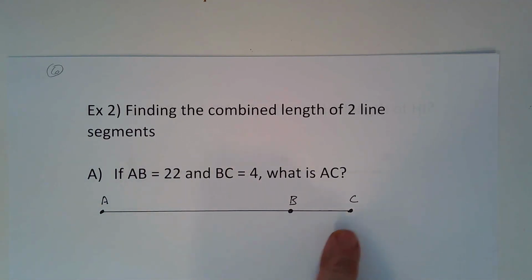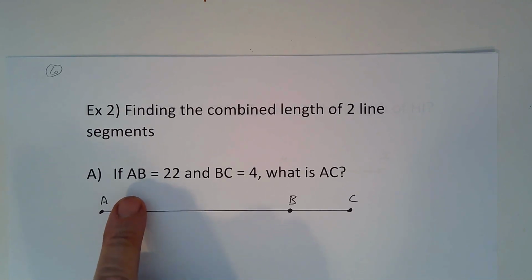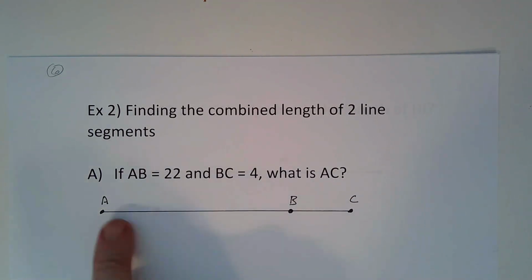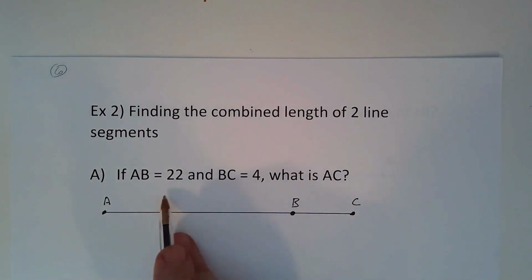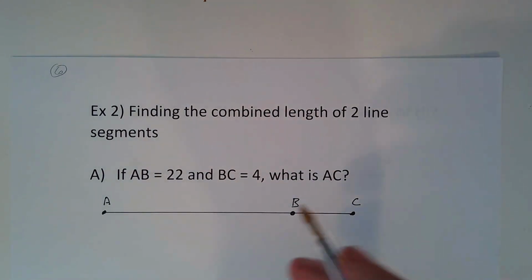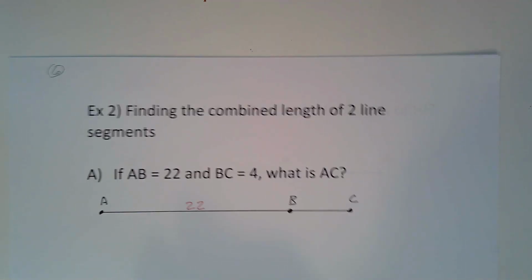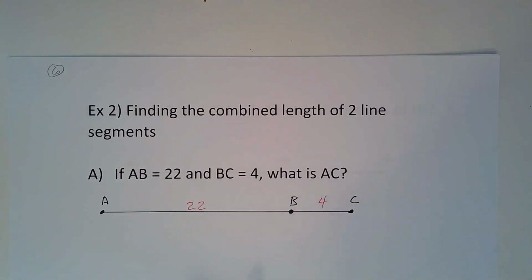When you put together your number line here, or in this case just a line, because it's a line segment, we aren't going to do a number line. B is attached to BC, and that makes AC. So we've got a line here that goes from A to C. Here's one part of it, AB, and here's the other part of it, BC. Let's look at the value for AB. It's 22 units, so we're going to put a 22 over here. And then BC is 4 units. Now it becomes a little clearer.